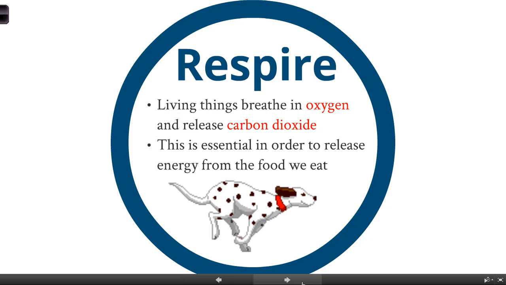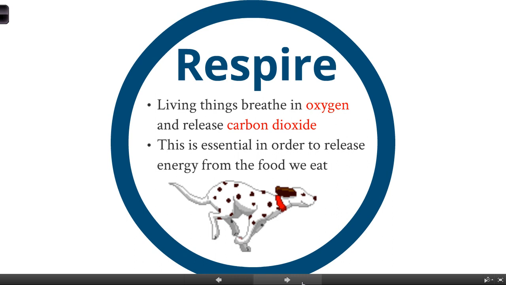But the difference is basically that we don't actually have a fire inside us. We don't actually produce a flame. It's a little bit different. We release chemical energy for our cells to run, and that enables us to move. So its actual name is respiration.